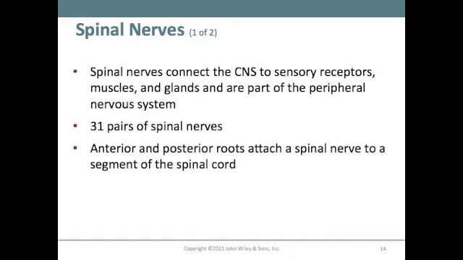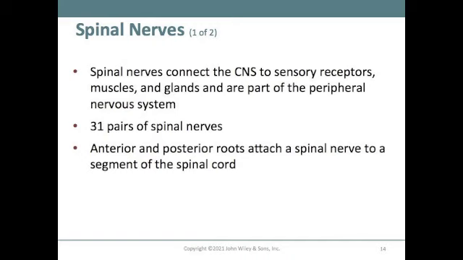So when I say there's 31 pairs of spinal nerves, remember, if you take this median plane and you cut the body in half and look at it, the body's kind of like a mirror, right? Like look at my hands. They're basically mirrors of each other, right? So your spinal cord's kind of the same way. So you've got 31 spinal nerves on this side and 31 spinal nerves on this side, and that makes the 31 pairs of spinal nerves.